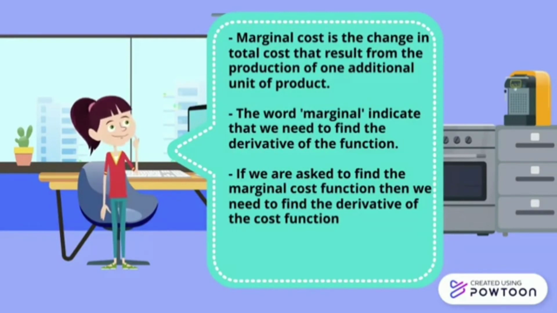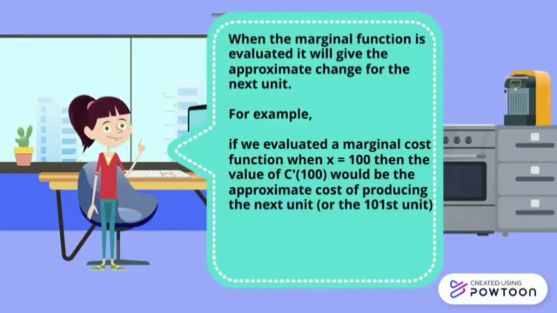The word marginal indicates that we need to find the derivative of the function. So, if we were asked to find the marginal cost function, then we need to find the derivative of the cost function. When the marginal function is evaluated, it will give the approximate change for the next unit. For example, if we evaluate a marginal cost function when x equals 100, then the value of C prime of 100 would be the approximate cost of producing the next unit, or the 101st unit.